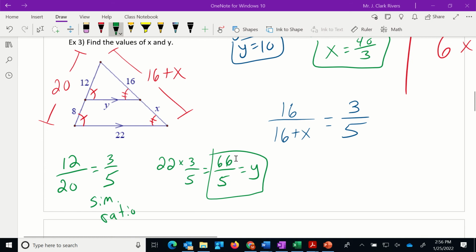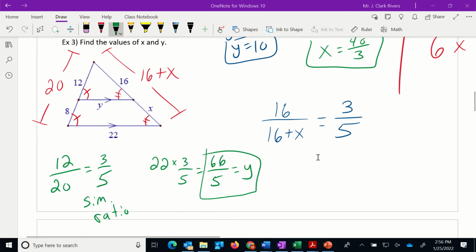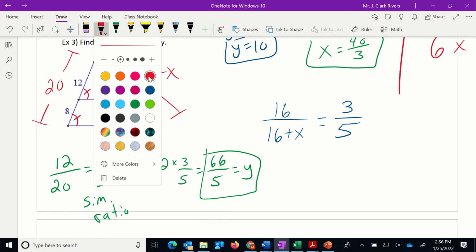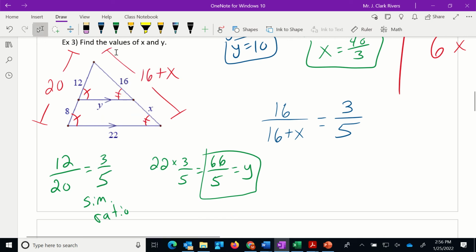Okay? So that's that new method. Now the old method, which actually works out a little bit better for what we're doing with x here, 16 corresponds to 16 plus x. And then we already talked about our similarity ratio of 3 to 5, right? That's 12 to 20. So small to big is equal to small to big. We cross multiply here. What's 16 times 5?